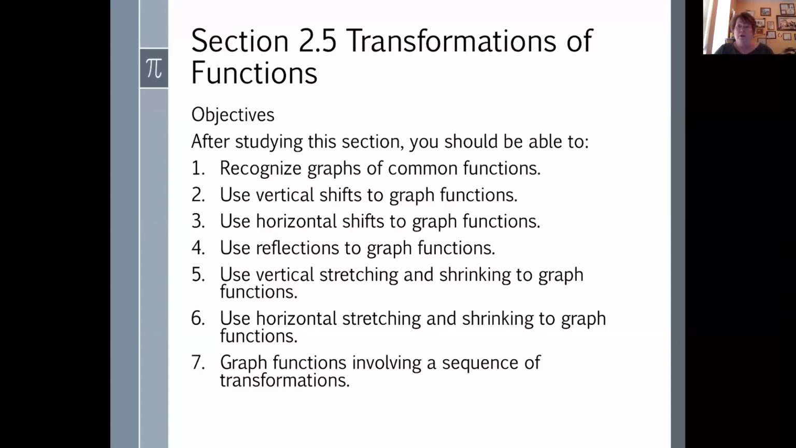We then are going to use vertical shifts to graph functions. We'll use horizontal shifts to graph functions. We'll use reflections to graph functions. We'll use vertical stretching and shrinking to graph functions. We'll use horizontal stretching and shrinking to graph functions. And then we'll graph a function involving a sequence of transformations.